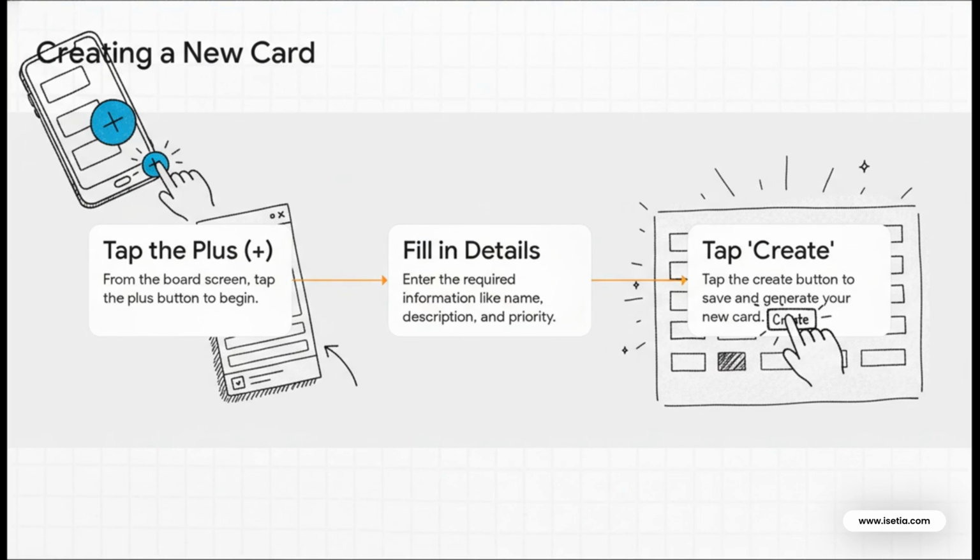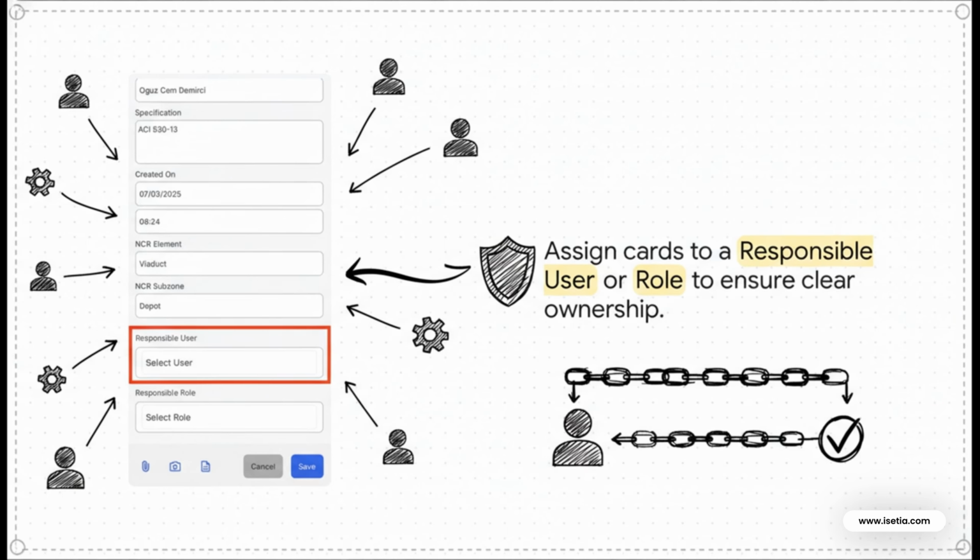And creating a new card couldn't be easier. See that little floating plus button? Just give that a tap. A form pops up, you fill in the key details, what it's called, what it's about, how important it is. Then you just hit create and bam, the card is now live and in the system. You know how it is. A task with no owner is a task that's gonna get forgotten.